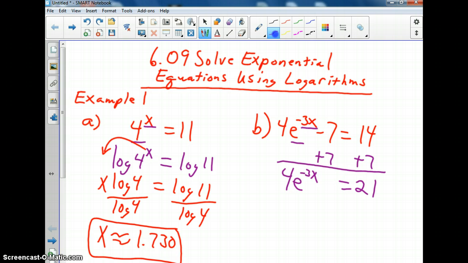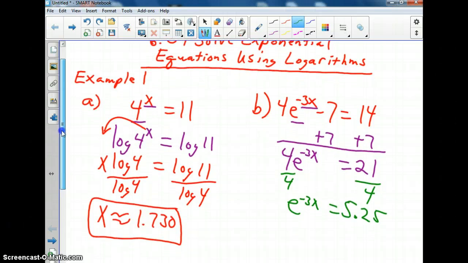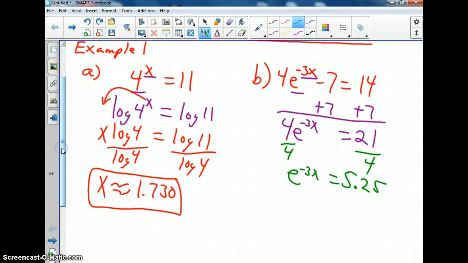So what's the next thing we do? Divide by 4. Very good. Now you're going to divide both sides by 4. So you get e to the negative 3x power equals, now how much is 21 divided by 4? Yeah, we're going to use decimals. So it's going to be 5.25, right. Very good. So 5.25 is what you use here. Okay, now, are the base and the exponent by themselves? Yes. So now what are you going to do on both sides?